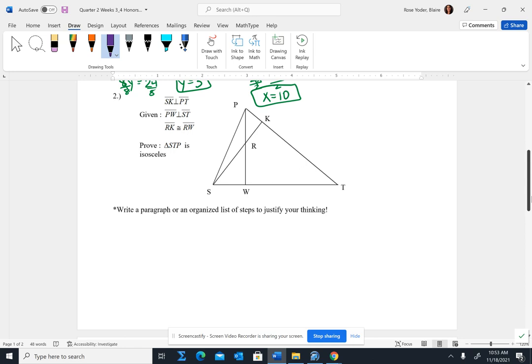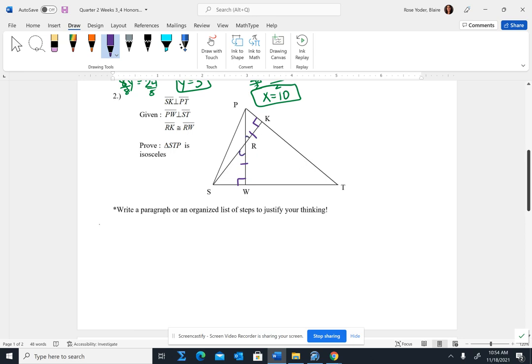SK is perpendicular to PT, so I'm going to make a right angle box. PW is perpendicular to ST, so I'm going to make a right angle box. I could have done more right angle boxes than that, but I wanted to stick with the right angles that were actually in the triangles. And then RK and RW are congruent. They don't look like they are, but if it says that they are, then they are. And I'm out of givens, but I do have some vertical angles that I could use.